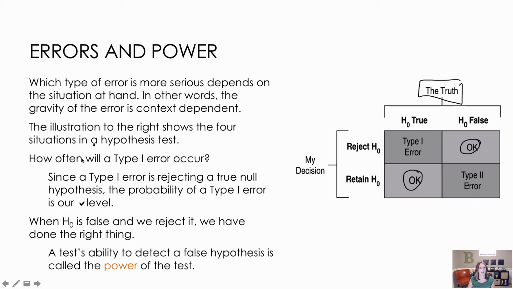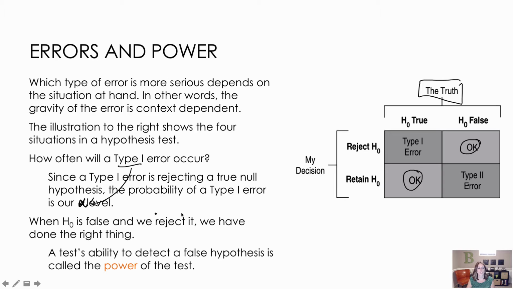So a type 1 error will occur when rejecting a true null hypothesis. This should be our alpha level. So since a type 1 error is rejecting a true null hypothesis, the probability of a type 1 error is our alpha level. So type 1 equals alpha level. Whatever's on the outside, remember that's what we're testing it against.